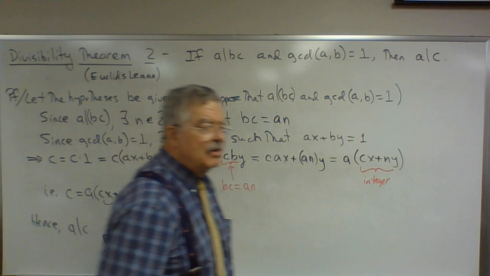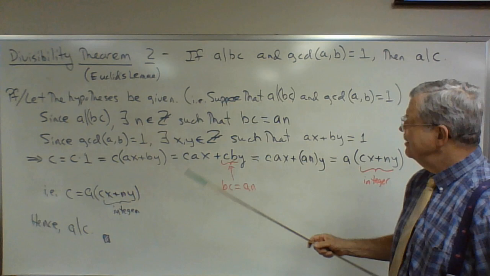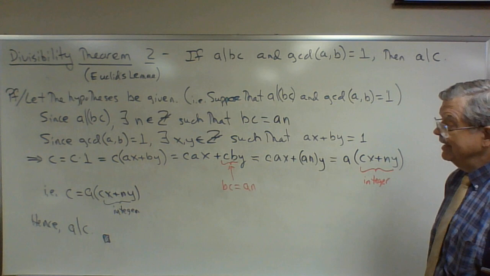Who would have thought that this fact would ever come in useful? A and B are relatively prime, so there exists a linear combination of A and B that equals 1. Sure did come in handy, didn't it? We'll remember that.